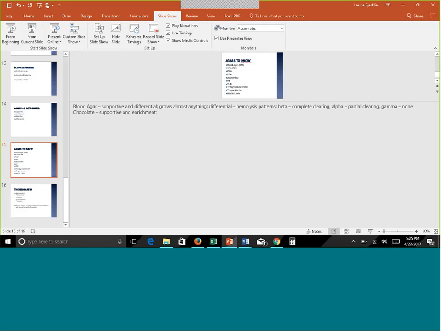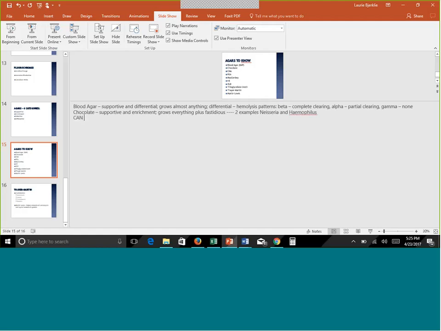All right, so chocolate was supportive and enrichment. This grows everything, plus the fastidious because it is enriched. So it's been enriched to make sure the fastidious also grow. Two examples of fastidious bacteria, there's many, but two common examples that we talk about a lot are Haemophilus and Neisseria. I can't type right now. There we go. So those are two examples of fastidious picky organisms.